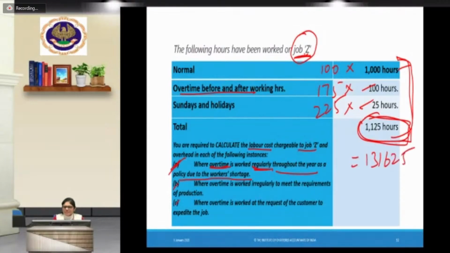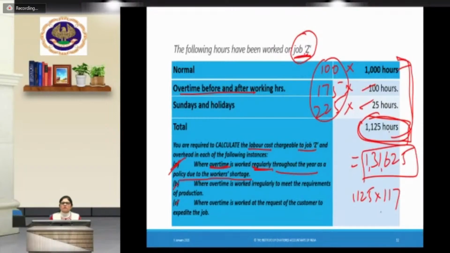So in the first case, the normal cost which will be allocated to this job will be 131,625. Yes, 131,625. So you can do it this way also, or you can do it that way also. Any which way you can calculate.